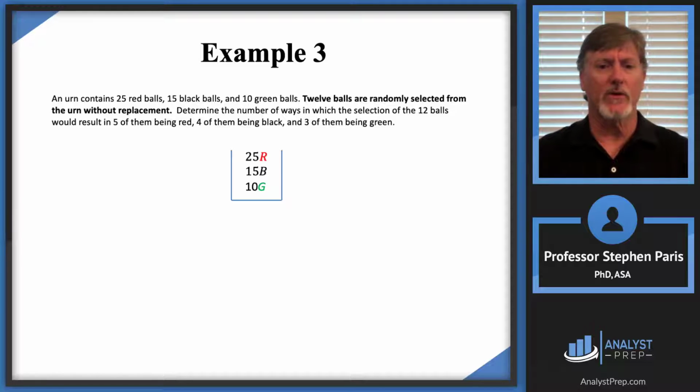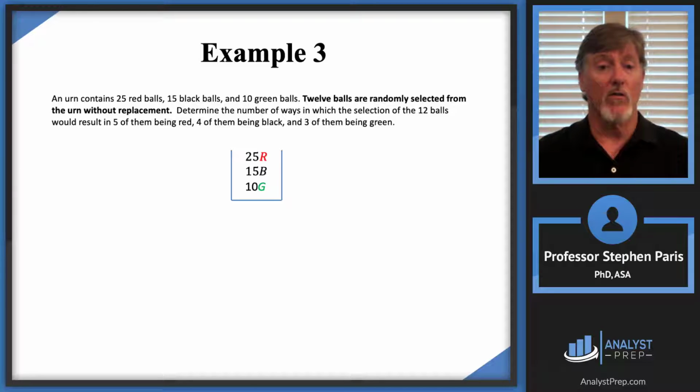We want to determine the number of ways in which the selection of the 12 balls would result in 5 of them being red, 4 being black, and 3 being green. It's a little bit different question than the example 1 question, and I'm going to come back to that later in the video. But for right now, let's answer this question.